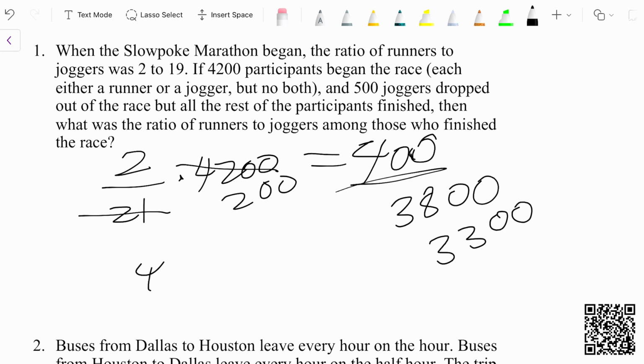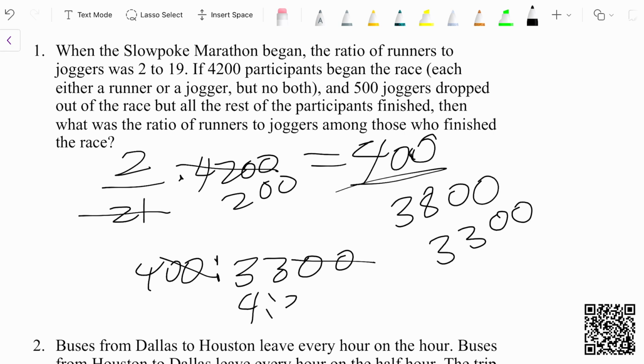And since we still have the same amount of runners because none of the runners dropped out, we have this ratio, except we can still simplify. So we simplify it and we get a 4 to 33 ratio.